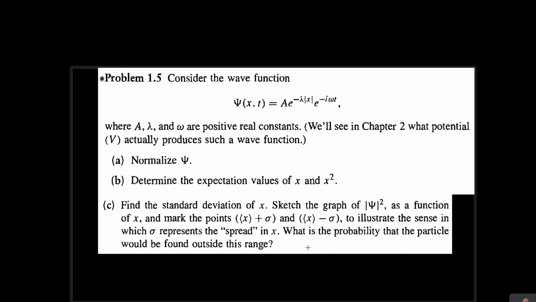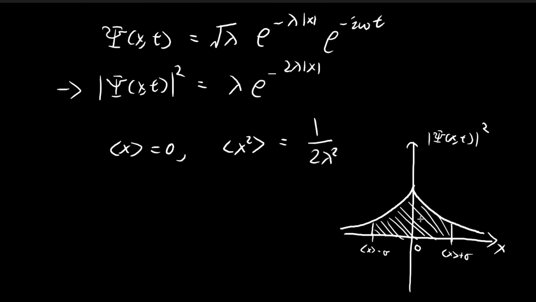And then now the question asks us to find the probability that the particle will be found outside of this range. You can see that this shaded region over here is the spread. This is essentially where you'll most likely find your particle. But outside of this range, within these regions over here, now we want to find the probability of finding the particle within the red regions. So let's try to calculate that.